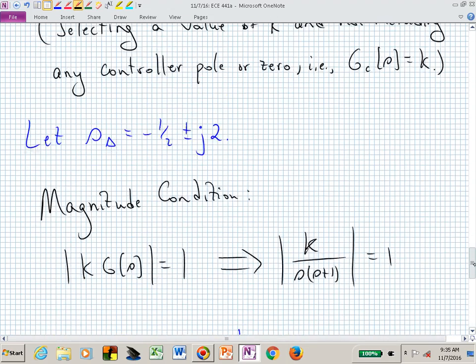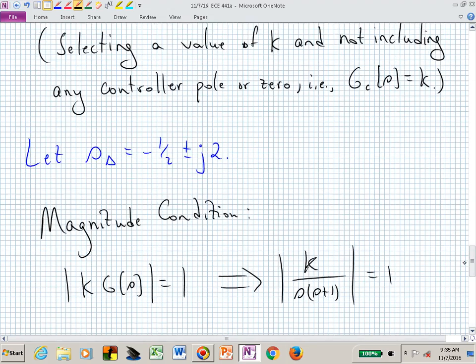So the question was, why are we doing the magnitude condition and not just setting the denominator equal to 0? We are setting the denominator equal to 0. Really, the magnitude condition is derived from this formula, and we solve that, and we have kG(s) equal to -1. K is right now unknown, and we're trying to find a way to determine it.